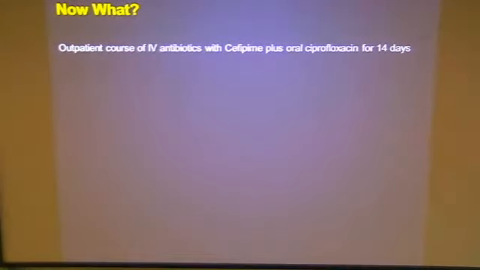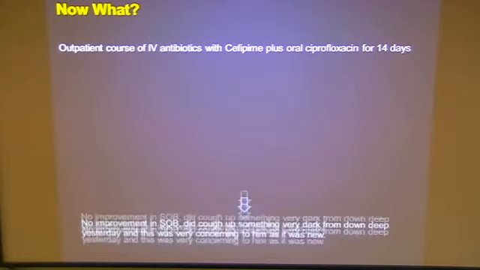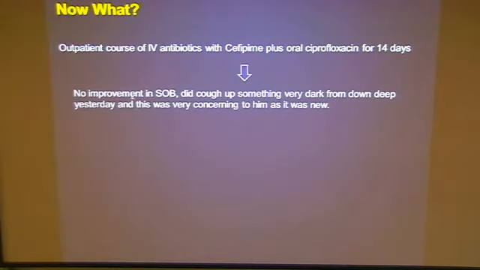So, good. I think like the great Dr. Corey here, we did it as an outpatient. We put a PICC line in. We gave him IV antibiotics. Cefepime is a broad-spectrum cephalosporin, which covers Pseudomonas. We gave him a second anti-pseudomonal and oral ciprofloxacin and treated him for a couple weeks. No improvement.